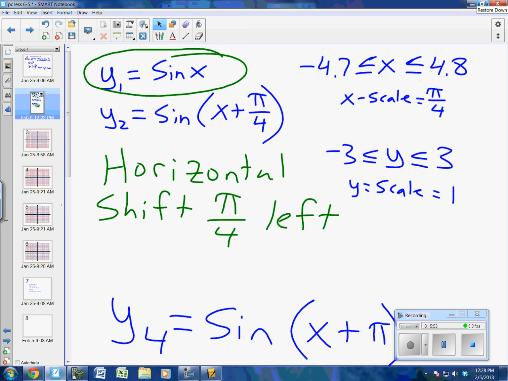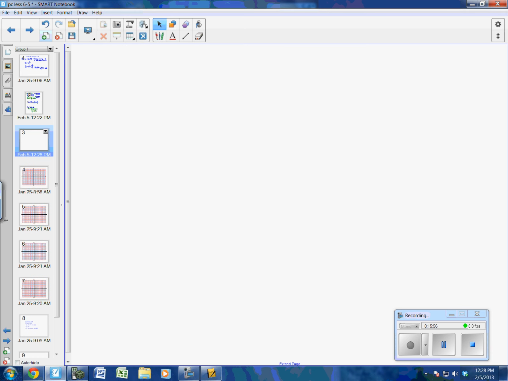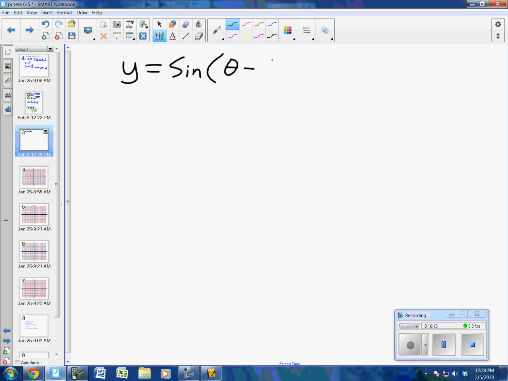You guys know, let's go back to this. Okay, you guys know this form right here. Y equals sine of, by the way, I'm going to use theta instead of x right here, theta minus c. Okay, theta minus c. That is the general form.